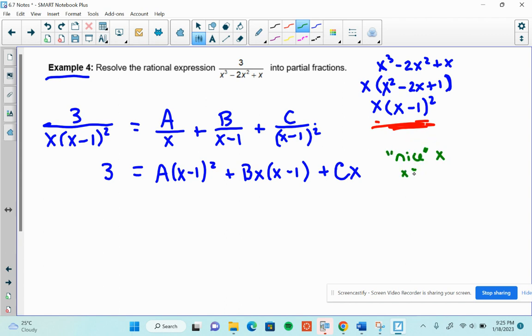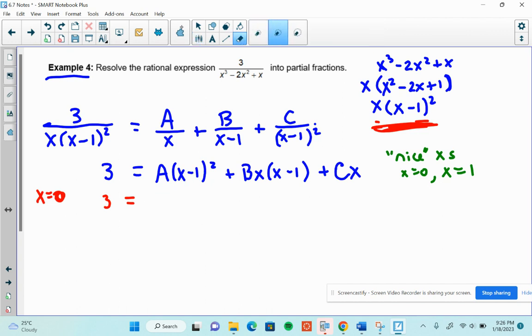Nice x's are going to be x equals 0 and x equals 1, the ones that make my product there equal to 0. Okay, so I'm going to plug in x equals 0. This is going to be 3. But on the other side, I have a times, well, if we replace the x with 0, I get 0 take away 1 is negative 1. Negative 1 squared is 1. So I have 1 times a. So that's just a.